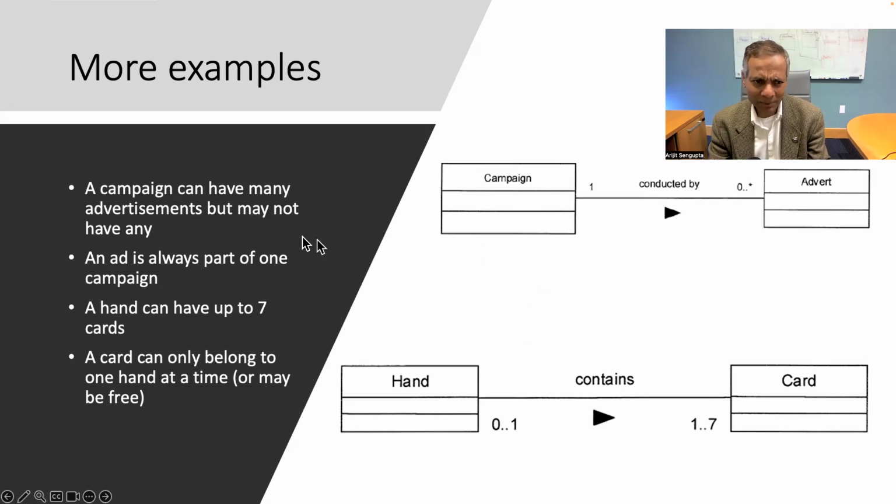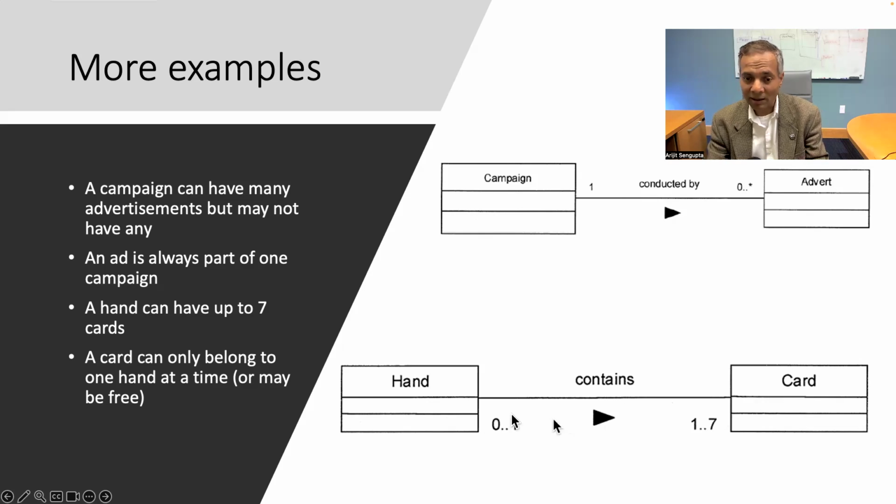A couple more examples. Again, these are just saying a campaign could have many advertisements, but may not have any. That's basically why that 0 is. But an advertisement is only part of one single campaign. And the direction is going this way, which means your adverts are going to be stored in the campaign class.